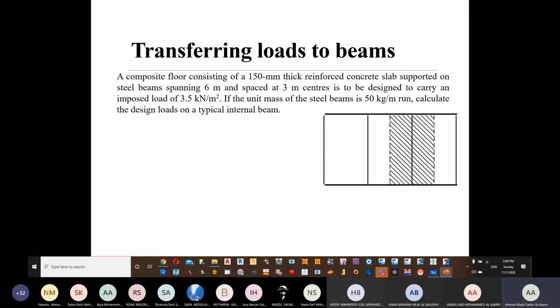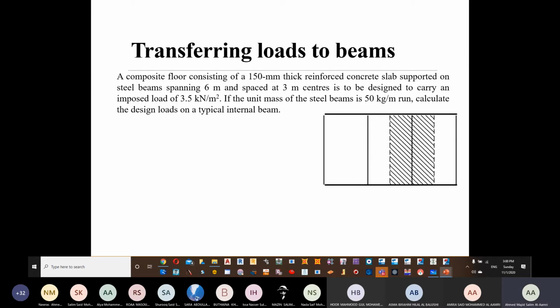Once again, the loading was in kilonewton per meter square. That's how the loading is in a slab. Now that loading should be shifted to a UDL. That's why we only multiply it by one dimension. If you multiply it by 2 dimensions, then it's going to turn out to be a point load rather than a UDL.